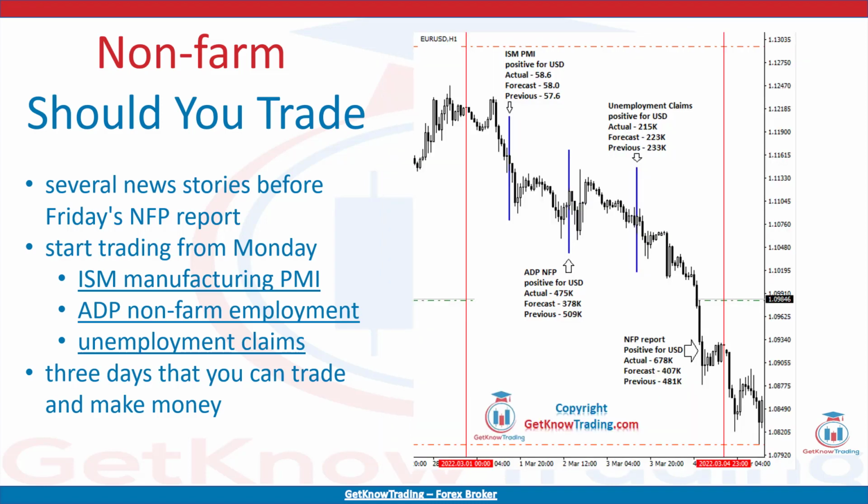Check this image with all three news during the NFP week. Chart with red lines represents the NFP week and blue lines represents news published which have an impact on the market. Each of these news had an impact on the Euro-USD pair where the price declined, which means the US dollar gained strength and Euro was losing strength against the dollar.